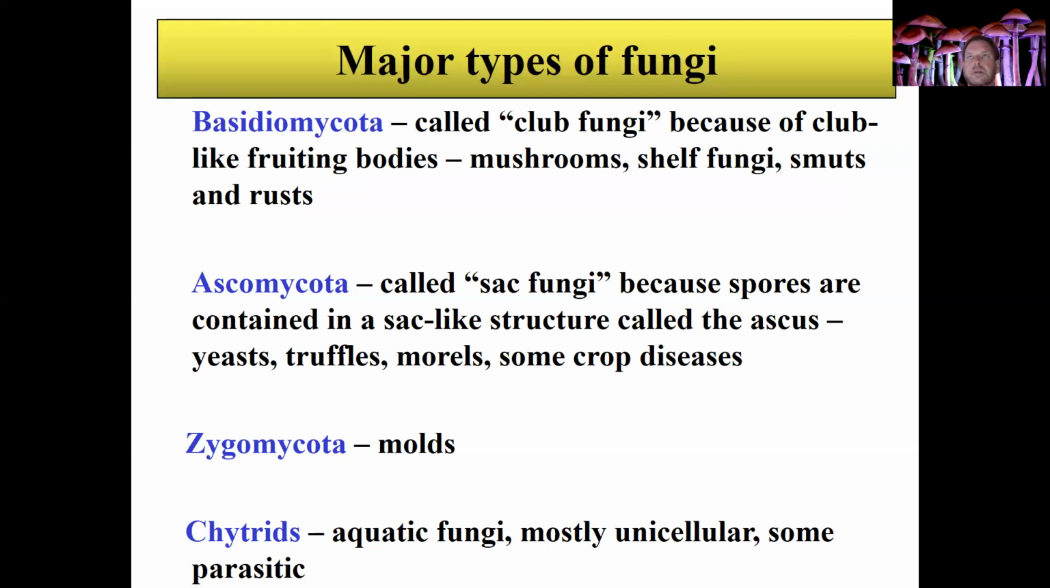Then you have the chytrids. The chytrids are interesting in that they're mostly aquatic, and some of them are parasitic, including the chytrid fungi that have decimated some populations of frogs and toads, and even can impact reptiles like snakes.